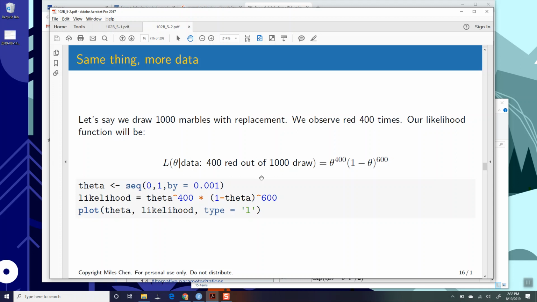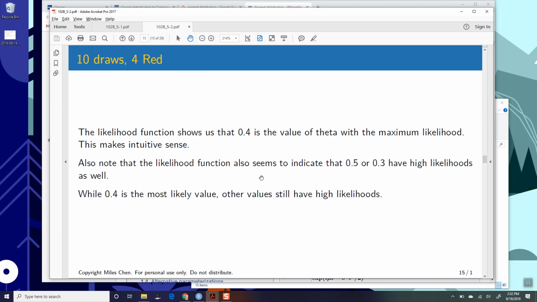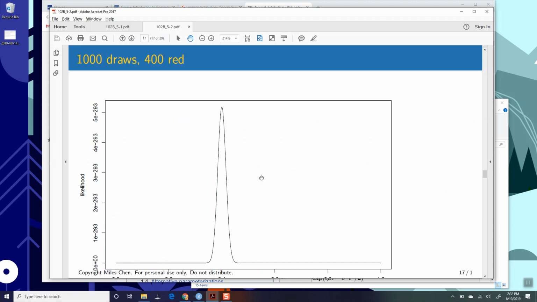What will our likelihood curve look like, though? How will this be different? When I only had 10 draws, this is what my likelihood curve looked like. When I have 1,000 draws, what do you think the likelihood curve will look like? Yeah, it's going to be a lot more narrow.